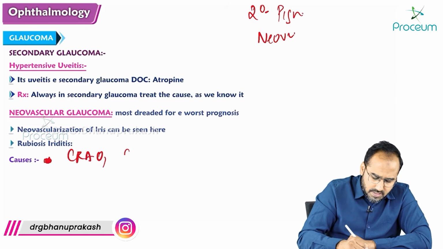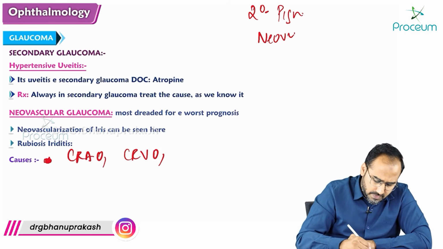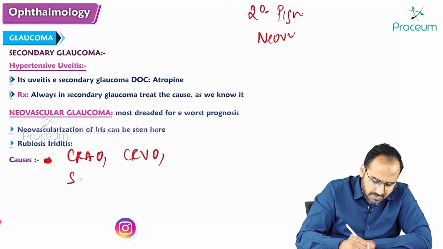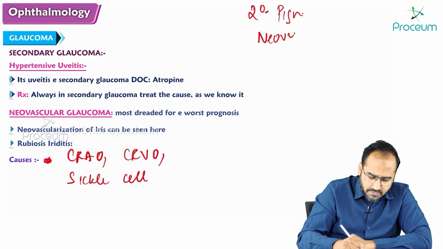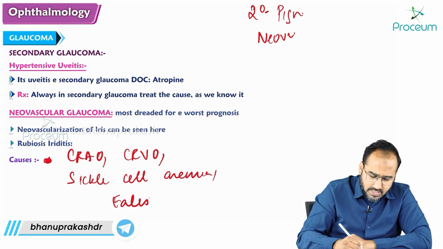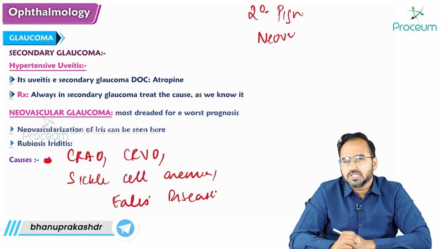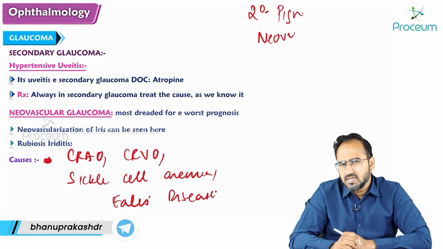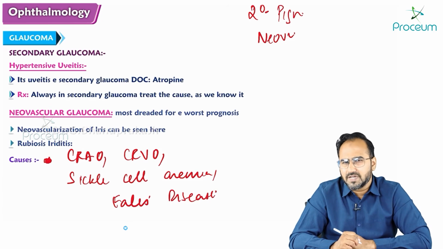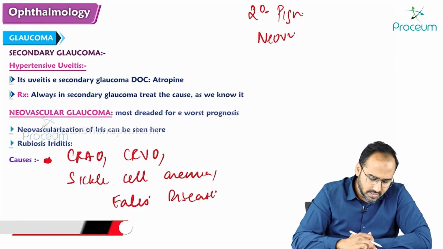CRAO, CRVO, right? Sickle cell anemia, Eales disease. Sickle cell anemia and Eales disease, which is also called periphlebitis retinae, which is seen after tubercular infection. We will discuss that later. So, these are the causes of what?